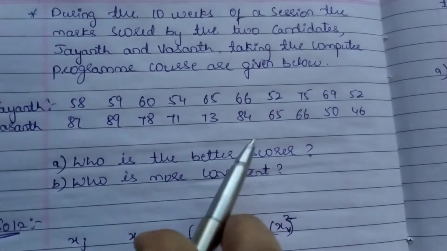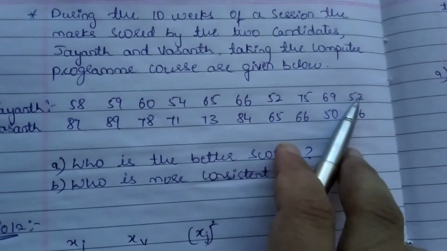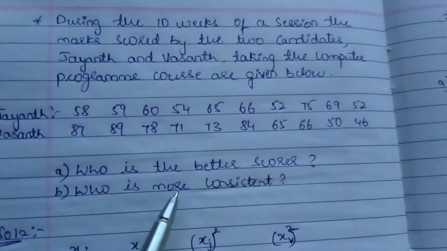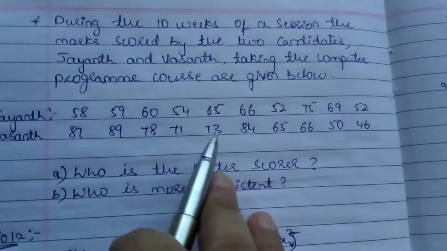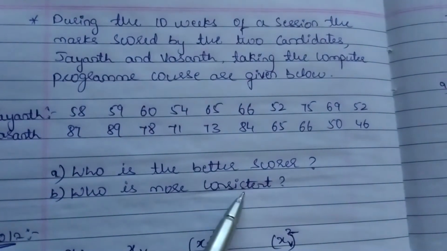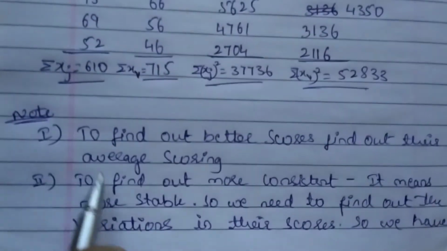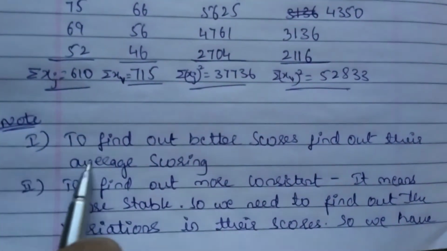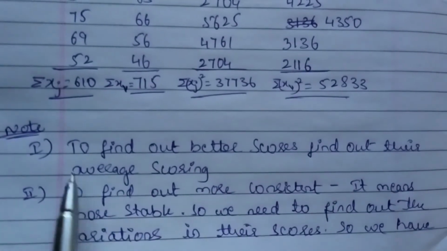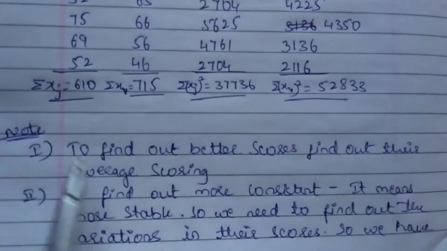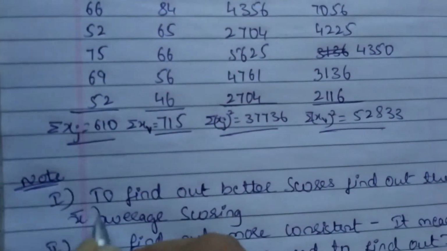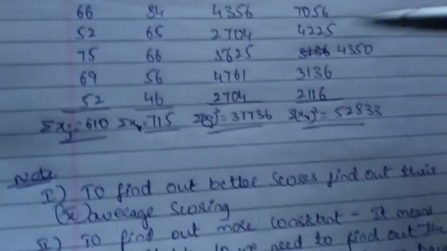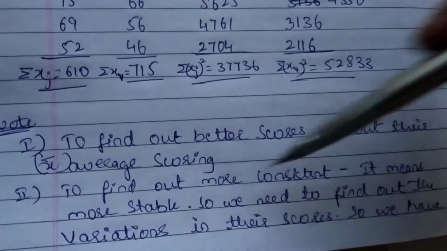When we say a better scorer, the one who has scored more marks is the better scorer. More consistent means where a lot of variations are not there. It is with less variation. For him, we will call it more consistent. Firstly, write down this note. To find out the better scorer, find out their average scoring. Average scoring means mean.